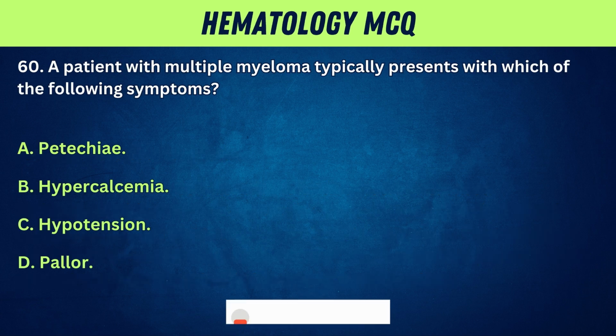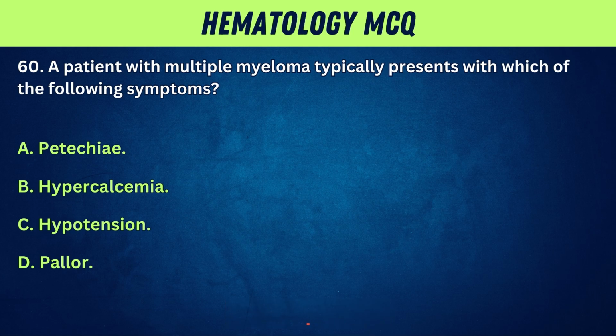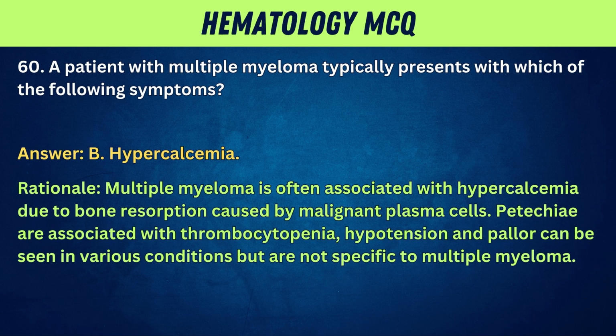60. A patient with multiple myeloma typically presents with which of the following symptoms? A. Petechiae. B. Hypercalcemia. C. Hypotension. D. Pallor. Answer: B. Hypercalcemia. Rationale: multiple myeloma is often associated with hypercalcemia due to bone resorption caused by malignant plasma cells. Petechiae are associated with thrombocytopenia. Hypotension and pallor can be seen in various conditions but are not specific to multiple myeloma.